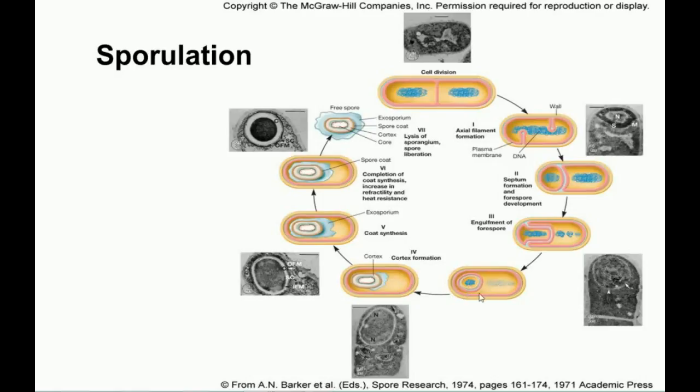And then the mother cell does the rest of the work, okay? So it's going to start by synthesizing the cortex, so that's peptidoglycan. And then once that's formed, you'll have the spore coat, which is added. So during step four and step five, this is when you really have no metabolic activity inside the endospore anymore. So it's the mother cell that's performing all the synthesis.